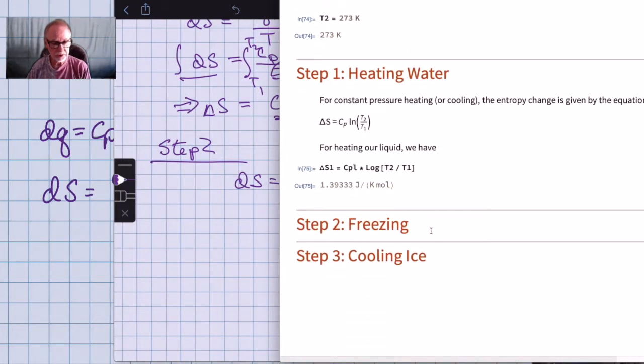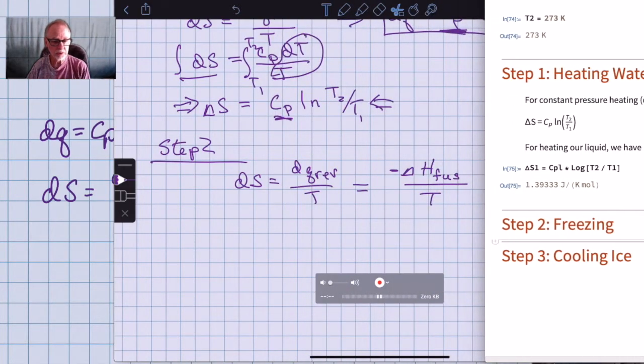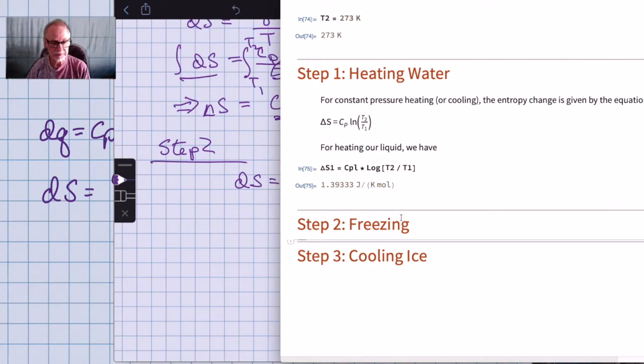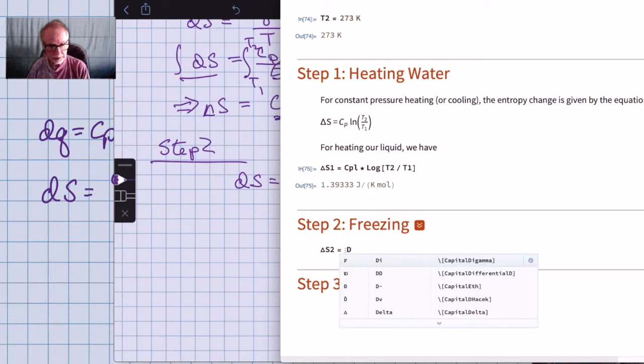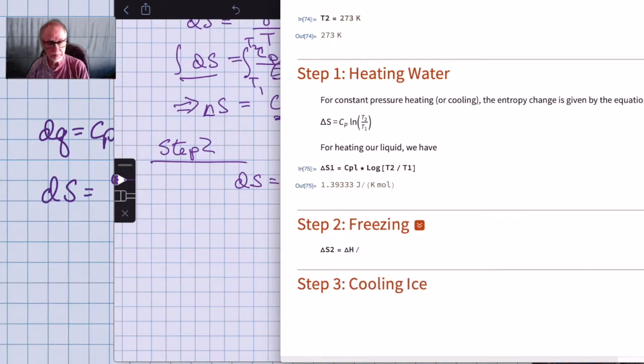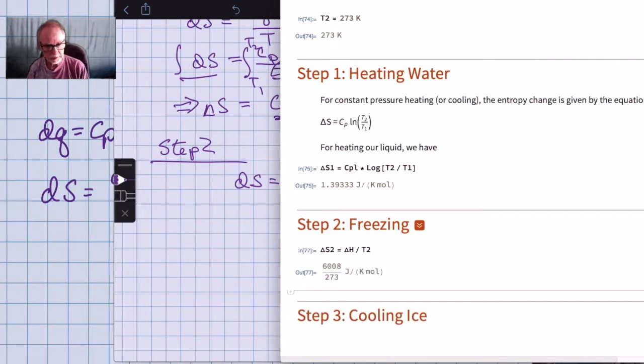So for step 2, which is the freezing process, delta S is just equal to negative delta H of fusion over T. Remember it's an exothermic process, so we're going to do this: escape, shift D, escape, S2 for step 2 is equal to delta H, divided by, in this case, 273 Kelvin, which I've labeled as T2. You can see the advantage of assigning variables. I only need to type the number in once, and then shift enter. And so there's my value.